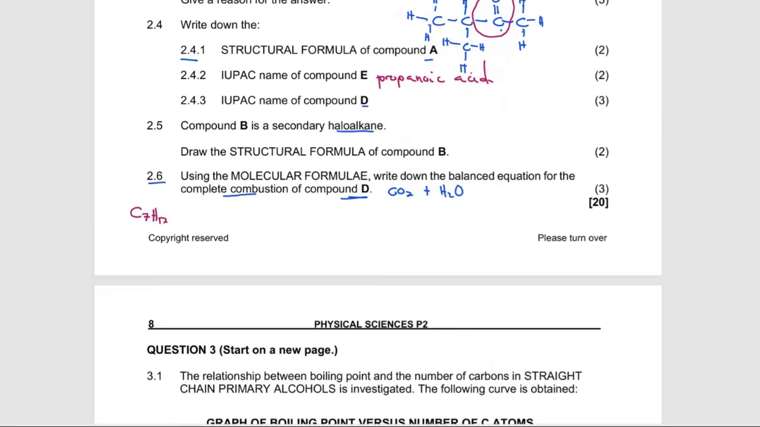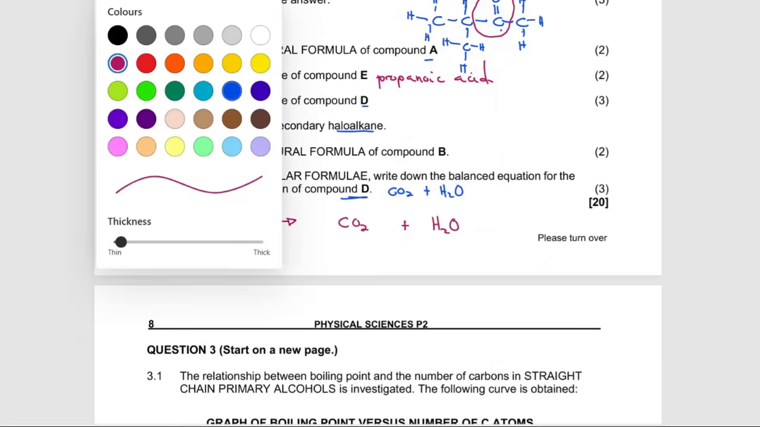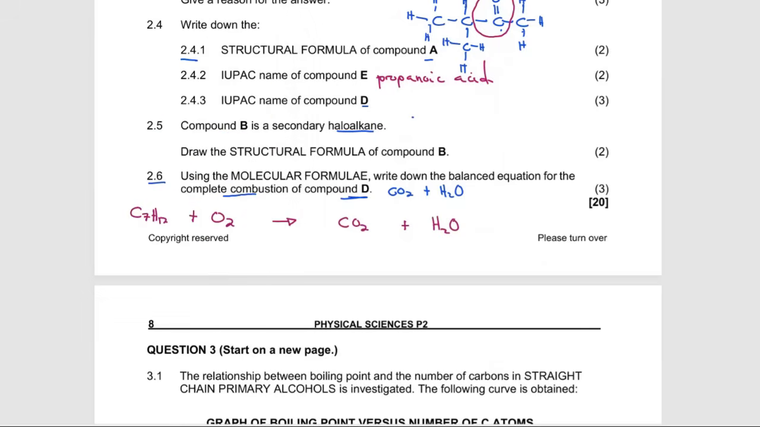Then for it to combust, there must be the presence of what? Of oxygen, an excess of oxygen, right? So remember I said the products are always going to be carbon dioxide plus your water for complete combustion. Then after this, we're supposed to balance the number of carbons, hydrogens, and oxygens, right? On our left-hand side, we're having 7 carbons. Then on our right, we're only having 1, right?